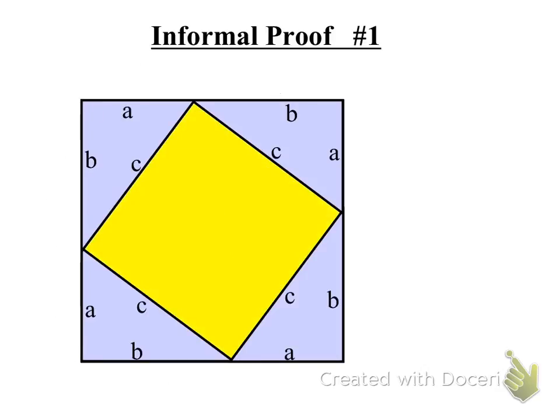Okay, now that center area, what measurement would the area be? How do we figure out area? Right, side times side. So what would it be? C squared. We're in agreement. It's called C squared. Right? Okay, so we're saying the yellow area is C squared.